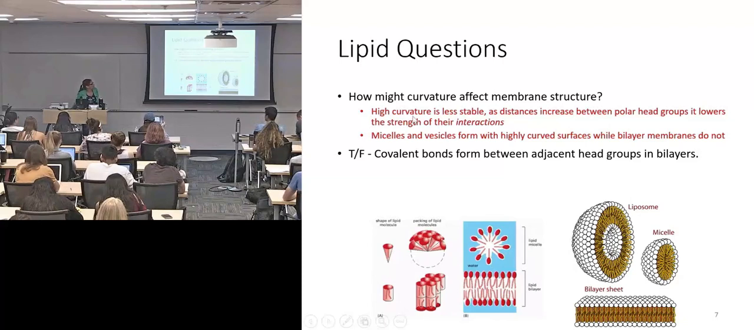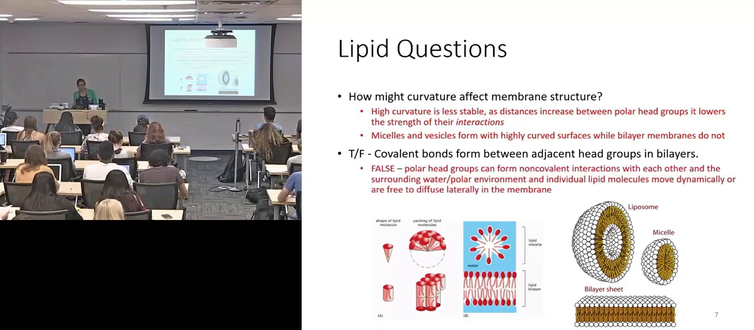So micelles and vesicles tend to have highly curved surfaces. Bilayer membranes do not. In fact, if you wanted to model a bilayer and go really simple with it, they'll often model it just as flat. It's obviously not flat, but we say, okay, at the scale we're looking at, it could be assumed flat if we took a very small micron scale region out of it. And so, true or false, covalent bonds form between the adjacent head groups in the bilayers.